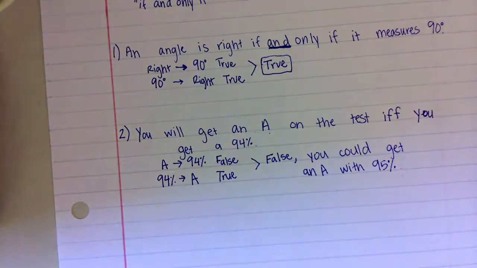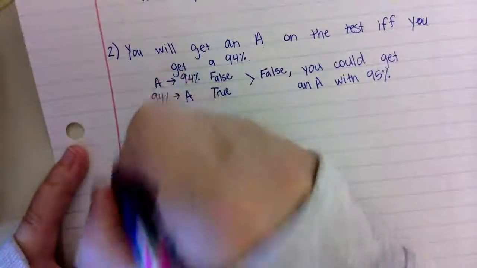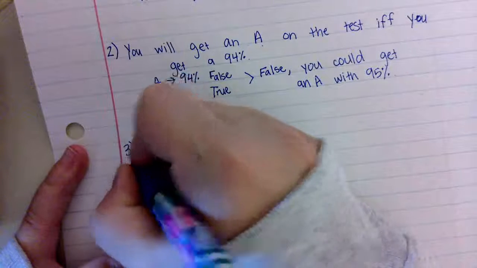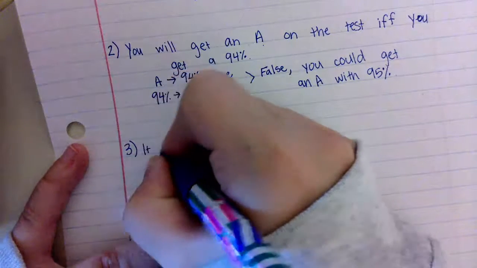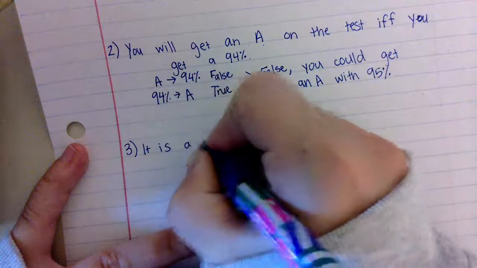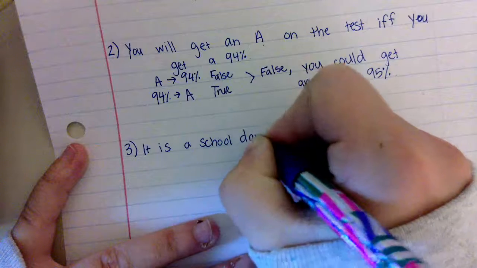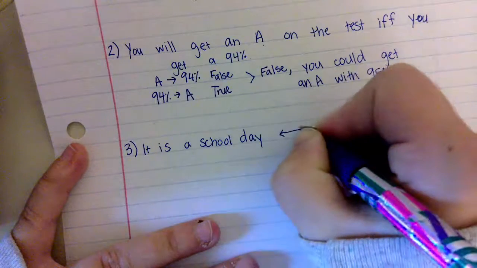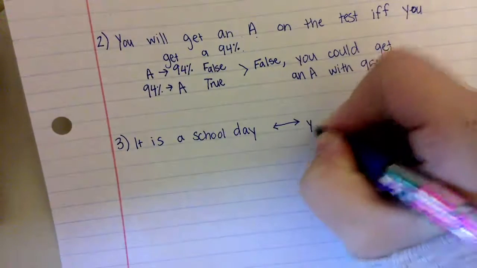All right, last example is number 3, and then that is it for notes today. It is a school day if and only if you're at Apollo. I'm just going to practice using this symbol in the middle. Normally we use it like A and then a B, but that's okay.